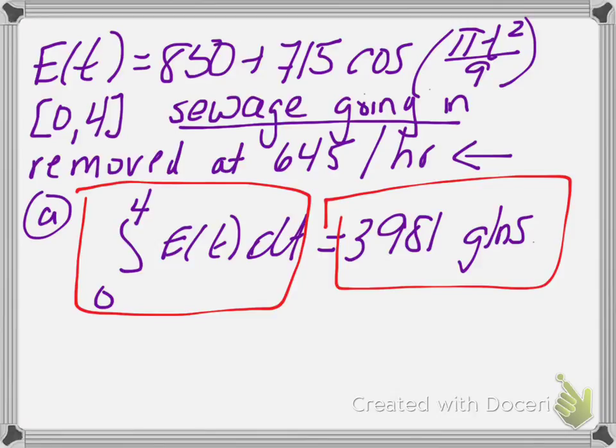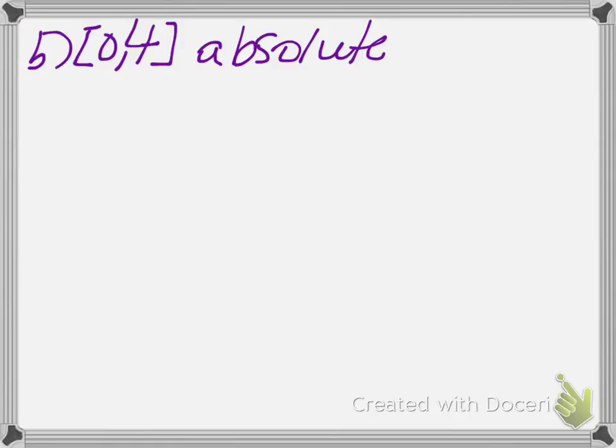Okay, so I'm going to go to the next screen. Okay, so for part B, also talking about the interval from 0 to 4, they're asking when is the amount of sewage the greatest? So that would be an absolute max. And this is where you have to consider what was going in and what was coming out, because it's how much was in there. What time was the most in there? Okay, so remember, an absolute max or an absolute min can happen at the endpoints, and here are your endpoints, or it could happen at a critical point.